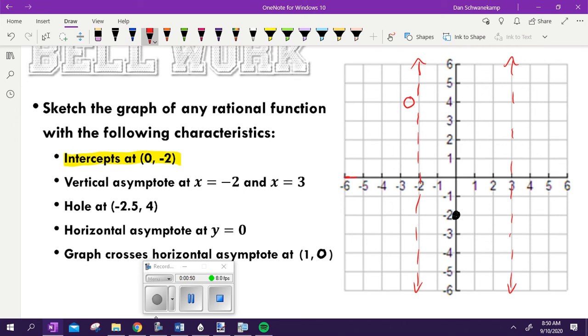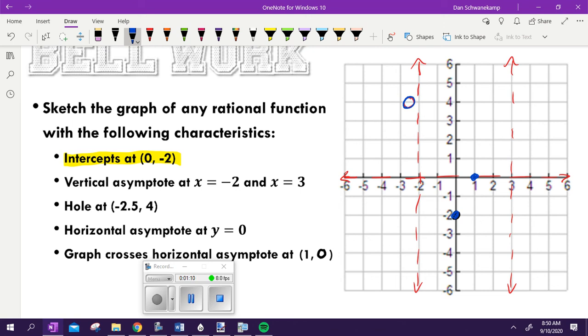Horizontal asymptote at y = 0. And the graph crosses the horizontal asymptote at (1, 0). So (1, 0), boom. There we go. All right, so there's the attributes. Now I'm going to make the graph.